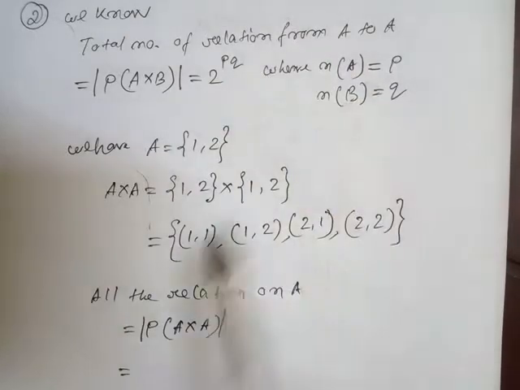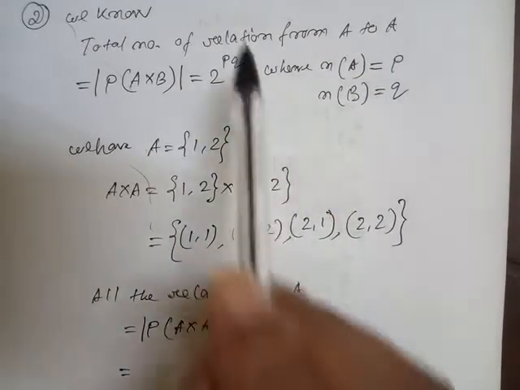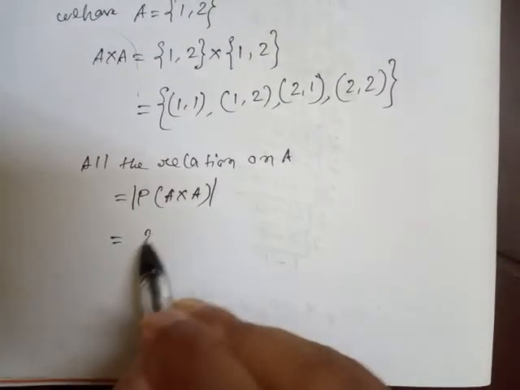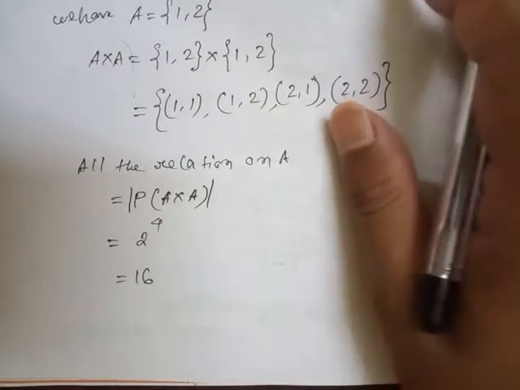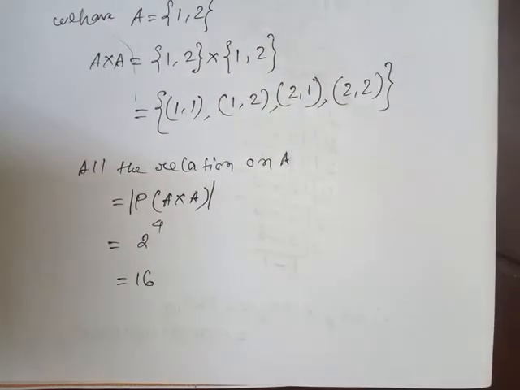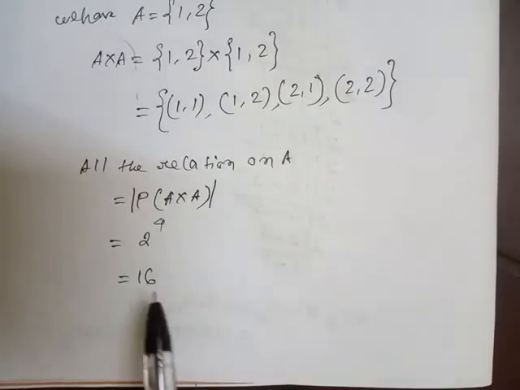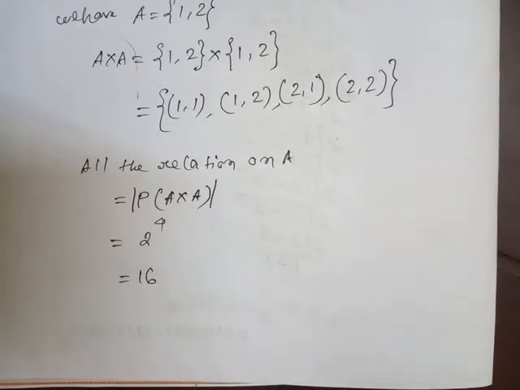Now the number of P is how much? 1, 2, means 2 elements, and Q is also 2 elements, which means 2 times 2 is 4. So here we'll write 2 to the power 4. 2 to the power 4 means 16. Now we know that all the relations on set A is 16. What are the 16? We have to find out now one by one.